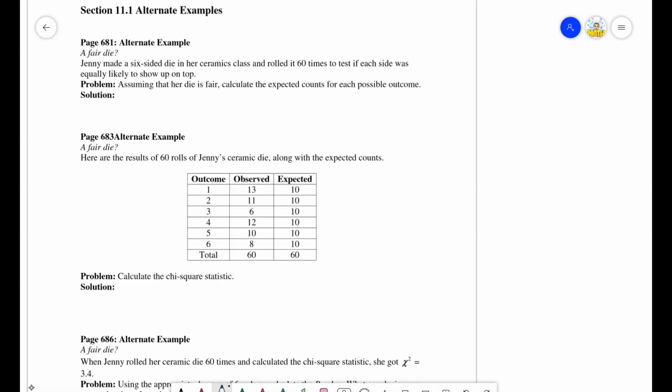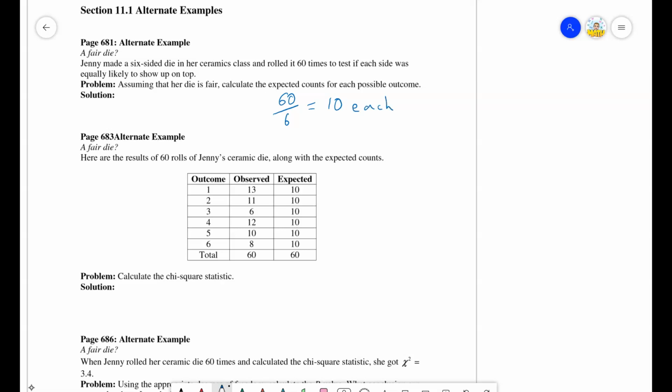Here we have Jenny has a six-sided die. She rolls it 60 times. So calculate the expected counts. Well, if it's a fair six-sided die, we'd expect each outcome to be equally likely, so we'd expect our expected counts to all be 10 each.